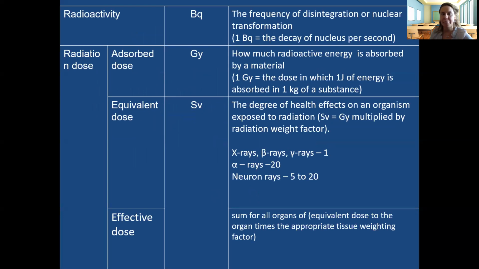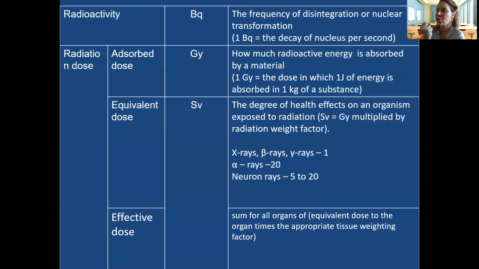Radioactivity we count in becquerel. Becquerel is a very small unit. What does one becquerel mean? One becquerel is the decay of one nucleus per second. Radiation dose, or absorbed dose, in gray: how much radioactive energy is absorbed by a material. One gray is the dose in which 1 joule of energy is absorbed in 1 kilogram of substance.